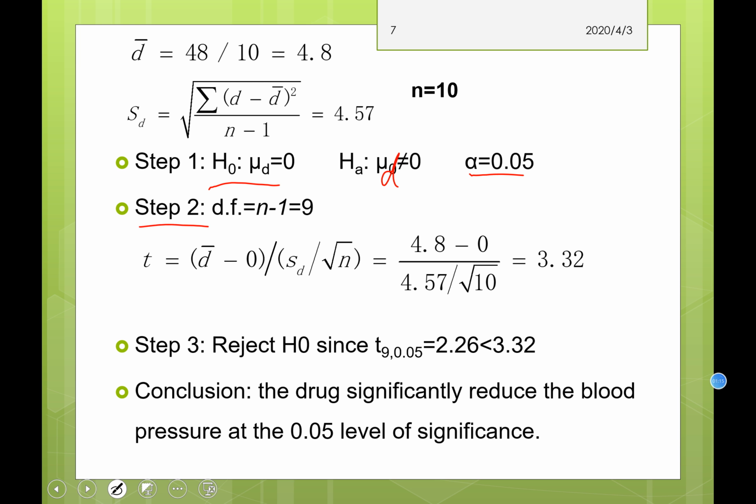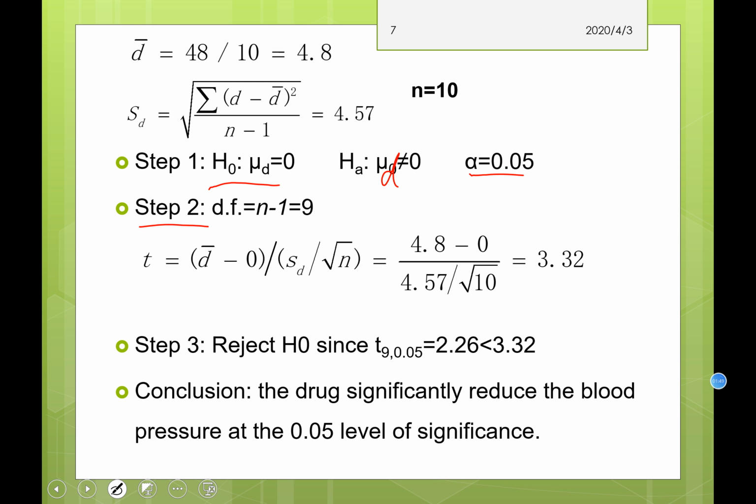In step 2, nu, namely the degree of freedom, equals n minus 1, and we said that we have 10 numbers of difference, so the sample size should be 10, and nu is equal to 9. And next, we need to calculate the test statistic, namely the t value.